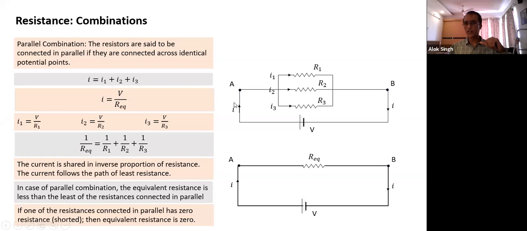What will happen in this case? If the current flows like this, will there be any I2 and I3? Entire current will flow through the path of 0 resistance. So if R1 is 0, I1 will be equal to I, and I2 and I3 will be equal to 0. No current will flow through a path having resistance if one path is available which offers 0 resistance.